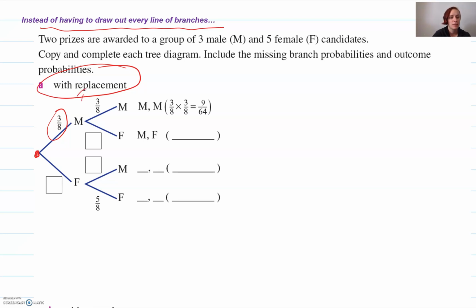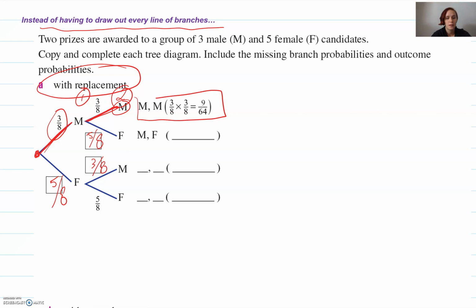So my first draw, I can potentially pull out 3 out of 8 men. So instead of having to draw 8 tree branches, I can just represent it this way, okay? Once I've picked a man, what's going to be 3 out of 8 opportunities here, and this one will be the remaining 5 out of 8. Same thing when I get to the second draw here. Even though I have drawn a male name out, I can put it back in again, and there's still a 3 out of 8 opportunity that I can draw a male name, and there is still a 5 out of 8 opportunity that I can draw a female. Same thing down here. It's going to still be 3 out of 8.